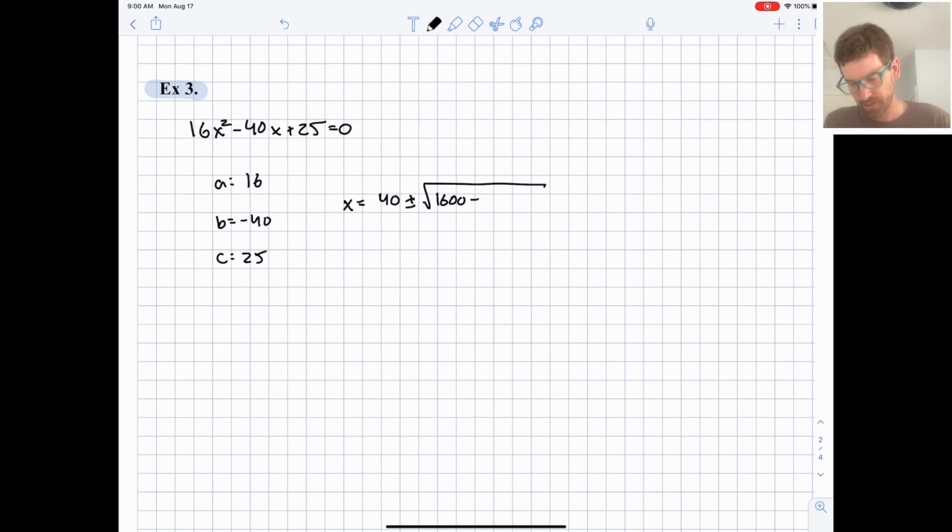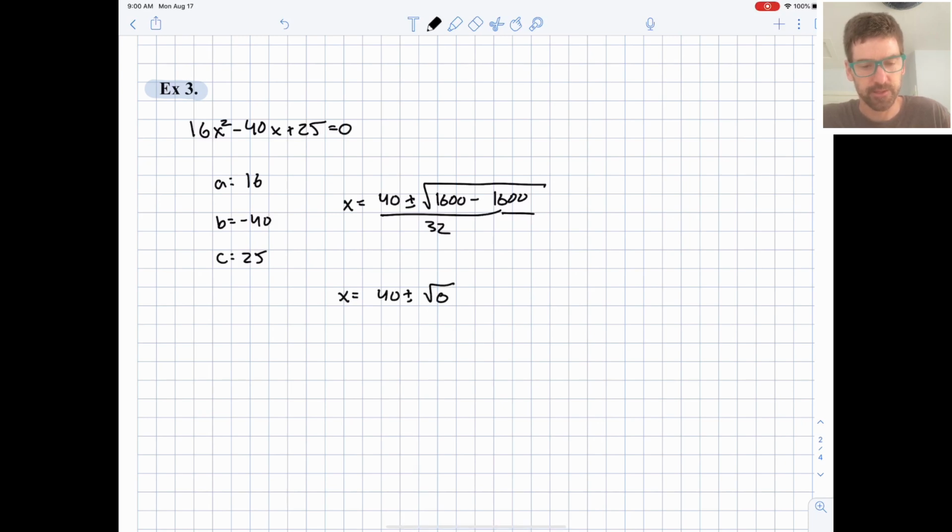4 times a, 4 times 16 times 25, so that's 1600, all over 2a, which is 32. All right, can you see what's happening here? x equals 40 plus or minus a square root of 0, all over 32.